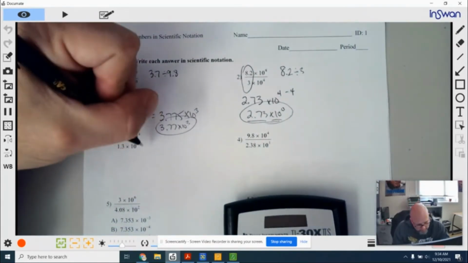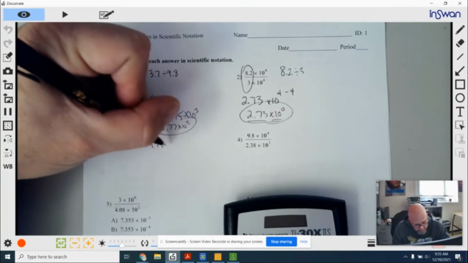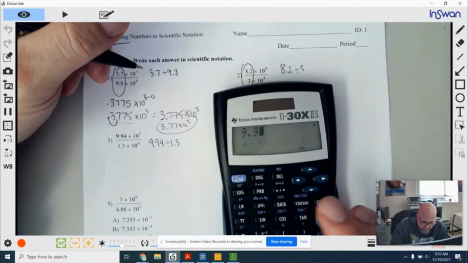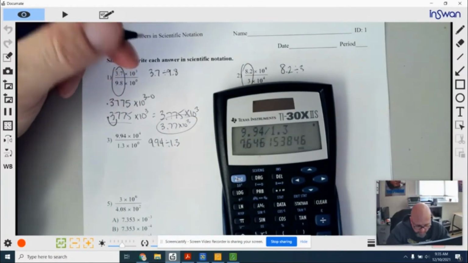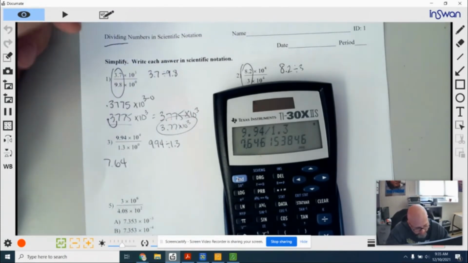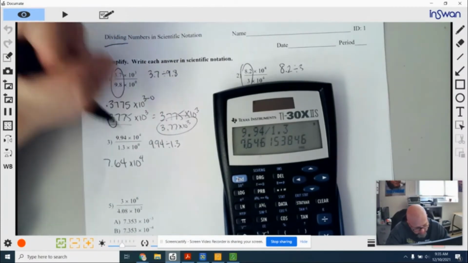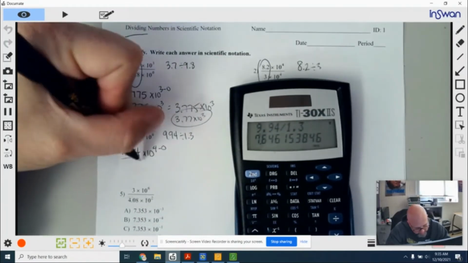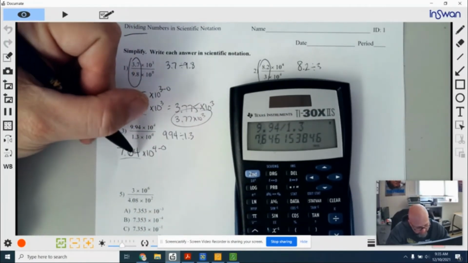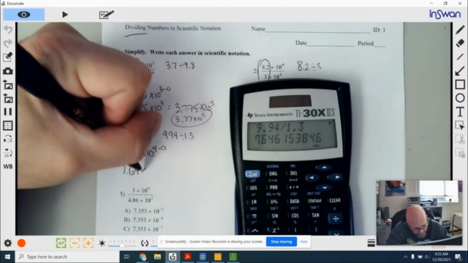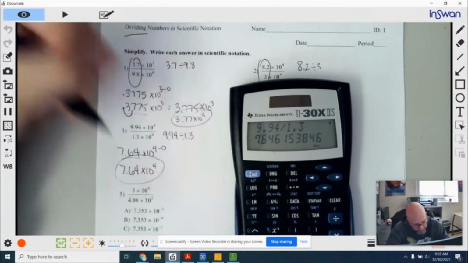Okay, third one. Let's take 9.94 divided by 1.3. So 9.94 divided by 1.3. And I get an answer of 7. I'm going to go first 3, 7.64 times 10. Take the top exponent 4. Subtract that bottom one, 0. Okay, 7.64, that number is 1 or more. It's less than 10. That decimal point does not need to move. So it's going to be 7.64 times 10 to the fourth power.